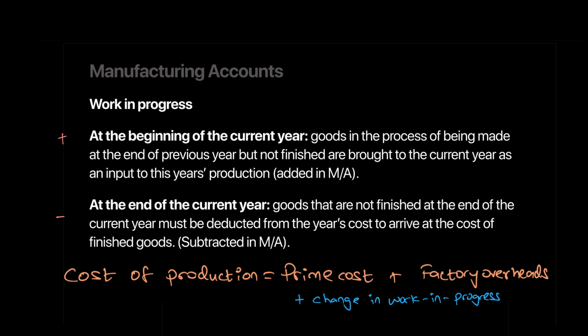So our cost of production equation will be prime cost, that's the total of the direct cost, plus factory overheads, and any change in the work in progress. Using this equation, we shall draw our manufacturing account. So now, lastly, I will show how a manufacturing account will look like, and you guys need to know how to draw the manufacturing account.